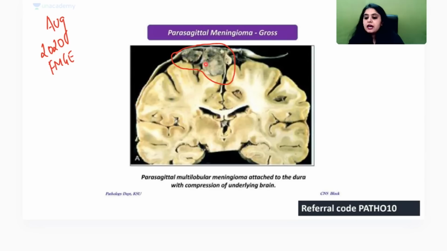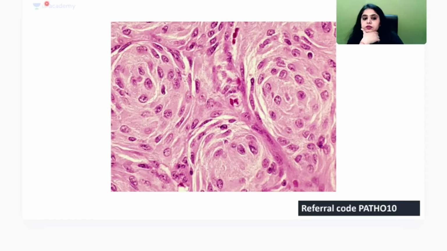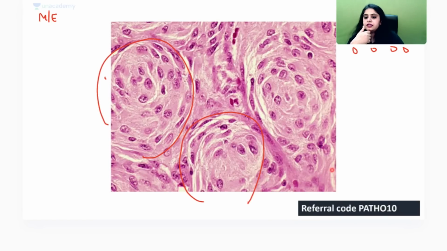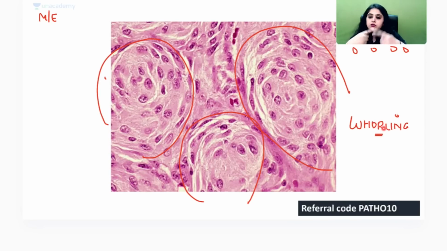This was the photo. Apart from that, they will tell you that microscopically you see, first and foremost, how are the cells present? Either they are present in sheets, but over here it looks as if they are trying to wrap, they are trying to wrap. So basically they are trying to form whorls. There is whirling of the tumor cells. Whirling means round and round, wrapping is happening, that is whirling.